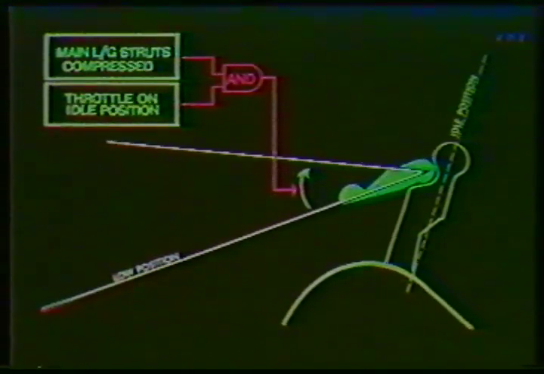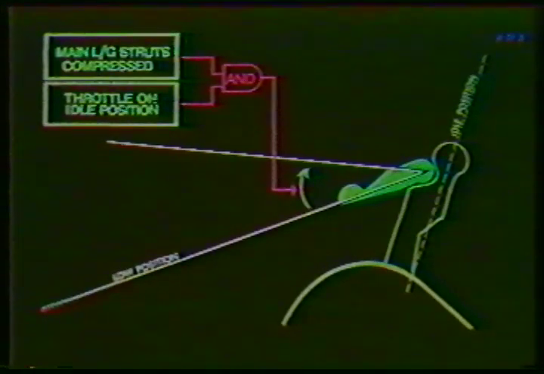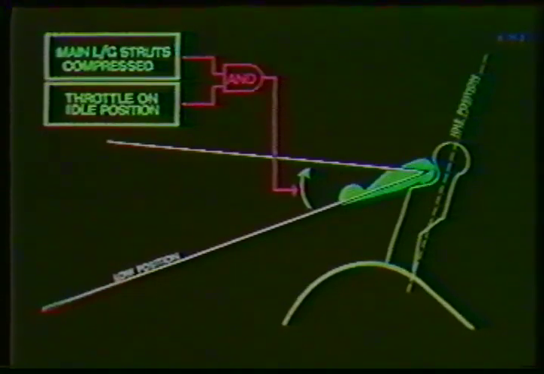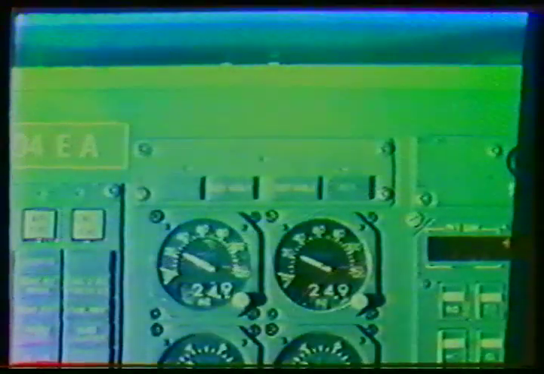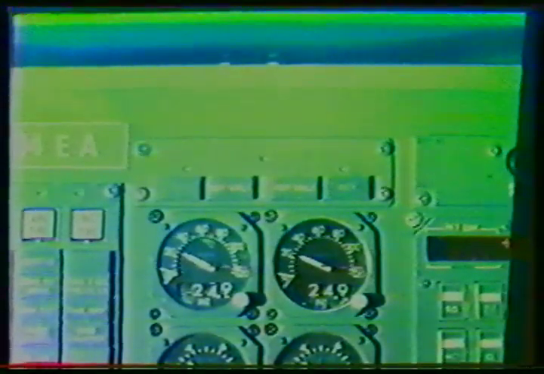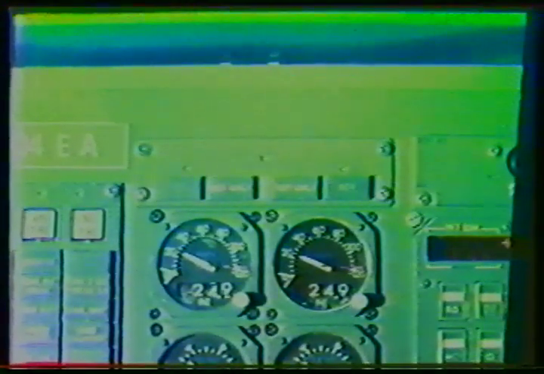Reverser operation is controlled by reverse levers hinged to the throttles. Each lever will be unlocked from its idle position when the main gear is compressed and the corresponding throttle lever is at the forward idle position. As soon as the reverse lever is unlocked, the outer cowls move back and the blocker doors close. The reverser unlock lights above the N1 gauges illuminate, indicating the reversers are unlocked.